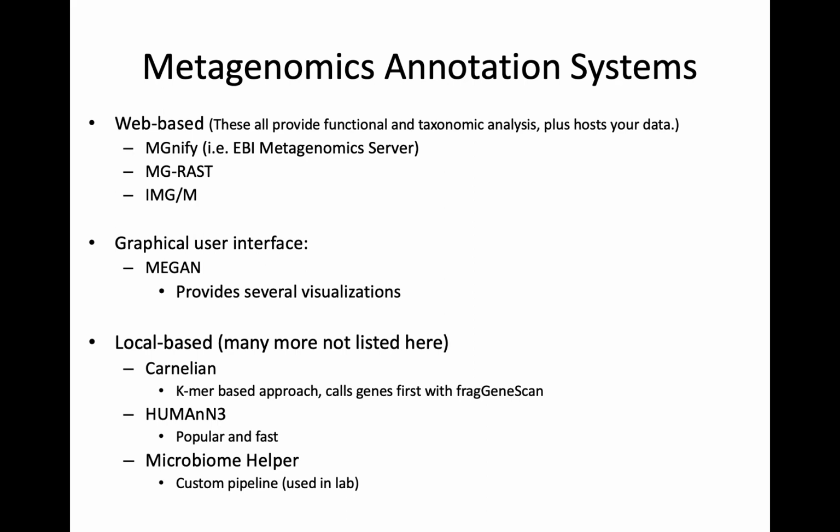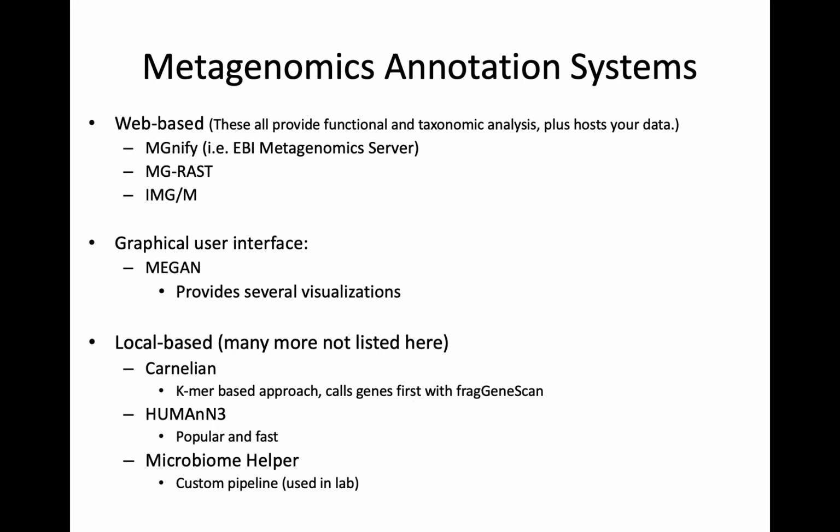So Carnelian is a k-mer-based approach. I put it here because it actually doesn't take raw reads. It does gene calling ahead of time and then maps those out. HUMAnN3 is probably the most popular method out there, and you've probably heard about it before. It comes from Curtis Huttenhower's group, and I'm going to talk about it in a little bit more detail so you understand how it works.